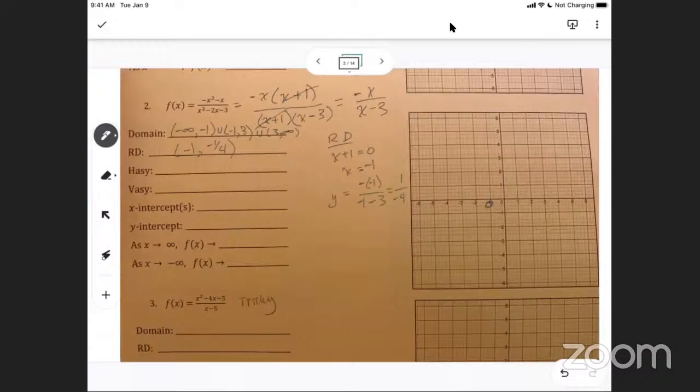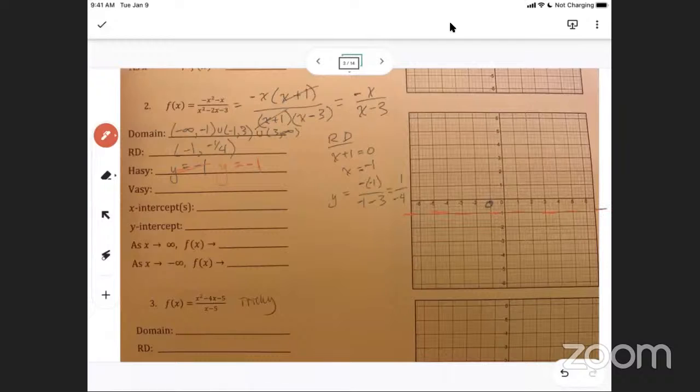Yeah. Now let's talk about the horizontal asymptote. The horizontal asymptote has to do with the degrees of your numerator and denominator. When the degrees are the same, the horizontal asymptote is just y equals the ratio of leading coefficients, which is -1 over 1, which is -1. So your horizontal asymptote, let me do this in red, y equals -1. It's going to be like this right here.